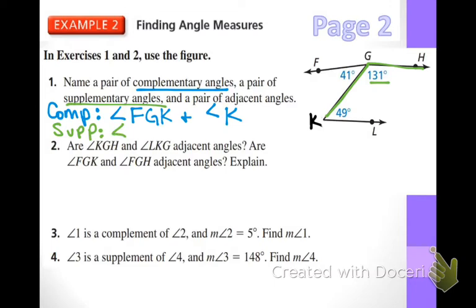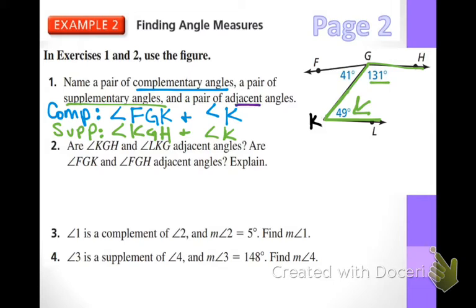Ooh, that was a lot. Jonathan, what do you want to name it? Sure, KGH is correct. And then you could also name it HGK. Same thing. So that's the 131 degree angle. We also want to name the 49 degree angle. So what can we call this one? We could say LKG, GKL, or angle K. Any of the above.